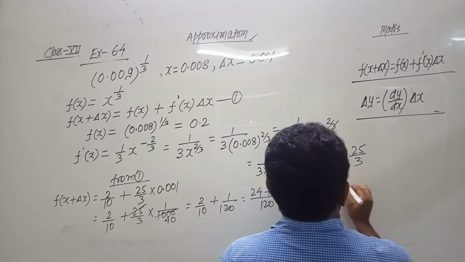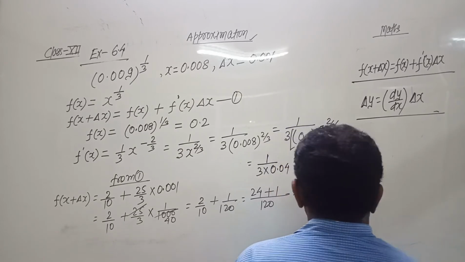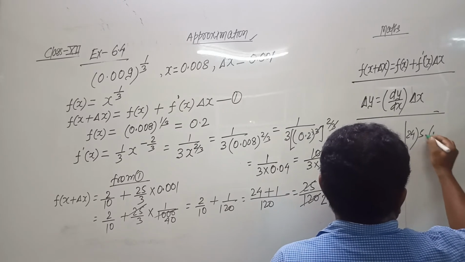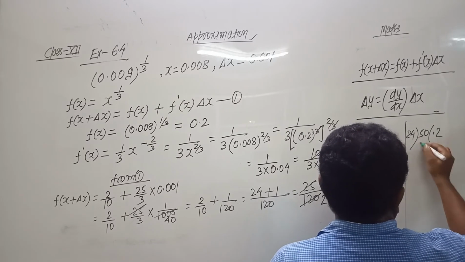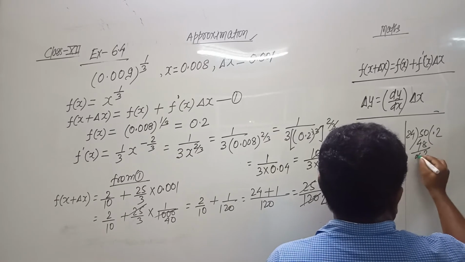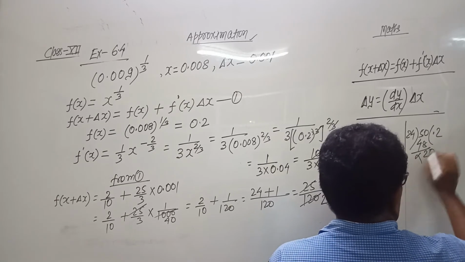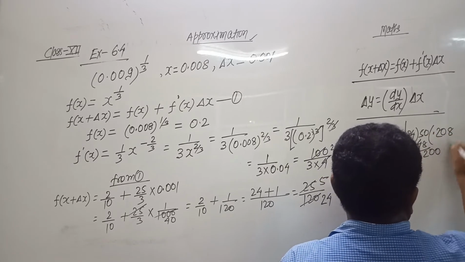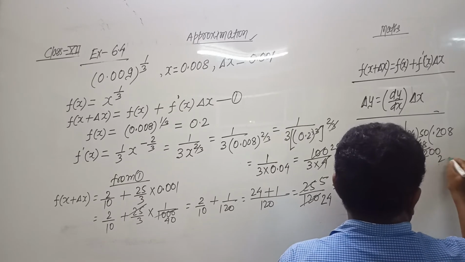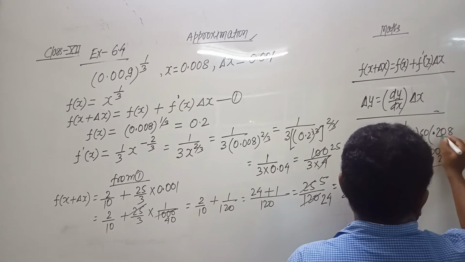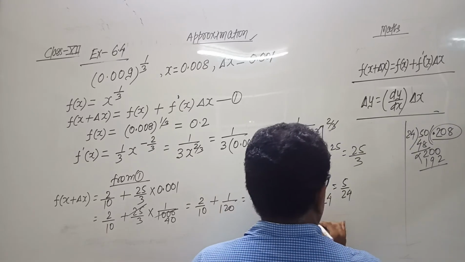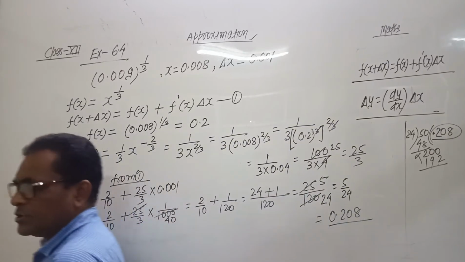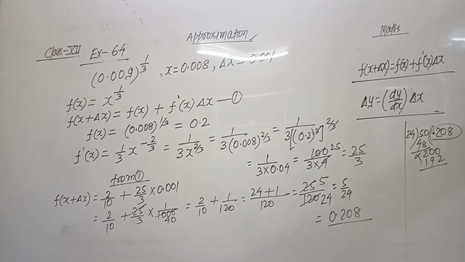Now 5 by 24. So 5 divided by 24, taking the decimal point, 24 into 2 is 48, it comes 2 and 0, then we put 0, again 0, and 24 into 8 is 192. After the decimal, 3 places come, so the result is 0.208. This is the answer of this question.